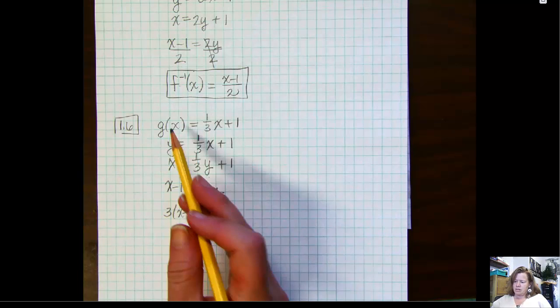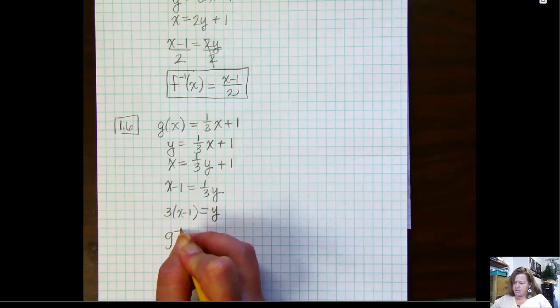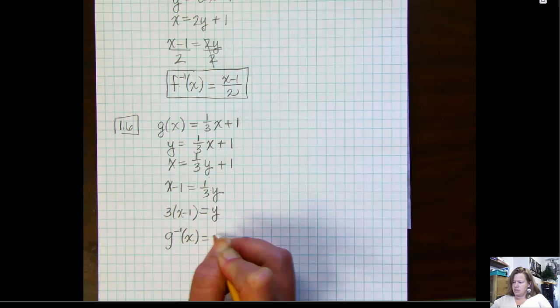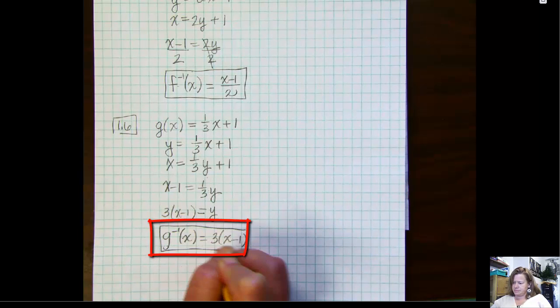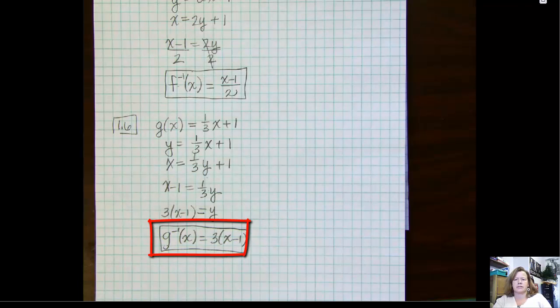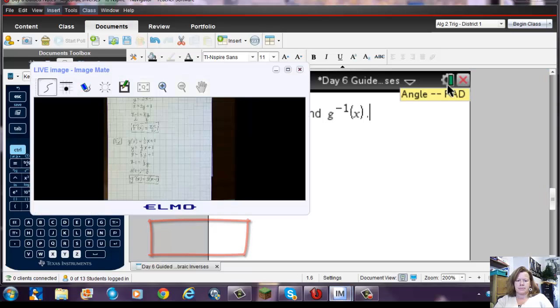So the final step, write this in inverse notation. The name of the function was g, so the inverse of g of x is 3 times x minus 1. Okay, let's see what's next.